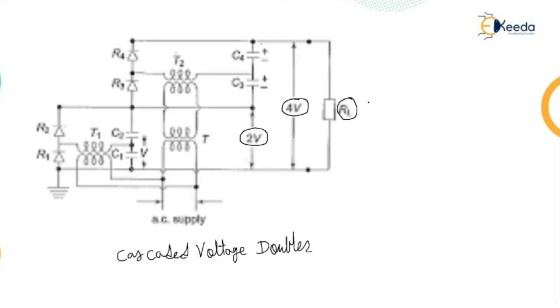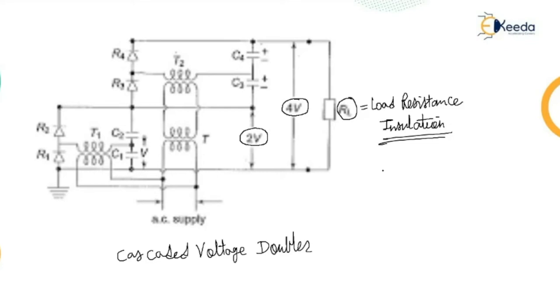Now we have discussed that RL is the load resistance. But what exactly is that load resistance? That load resistance is nothing but the insulation which we need to test. The insulation which we need to test is basically the load resistance. So let us understand this.